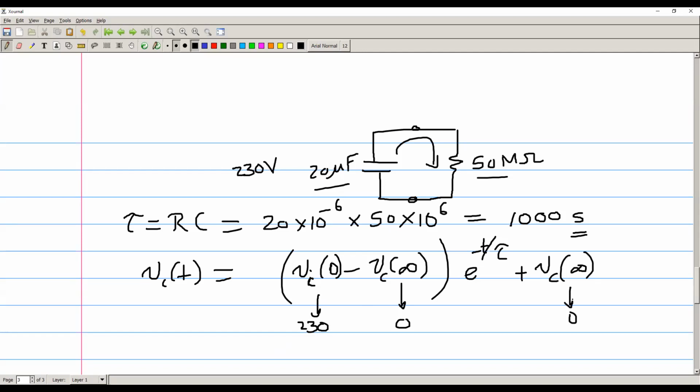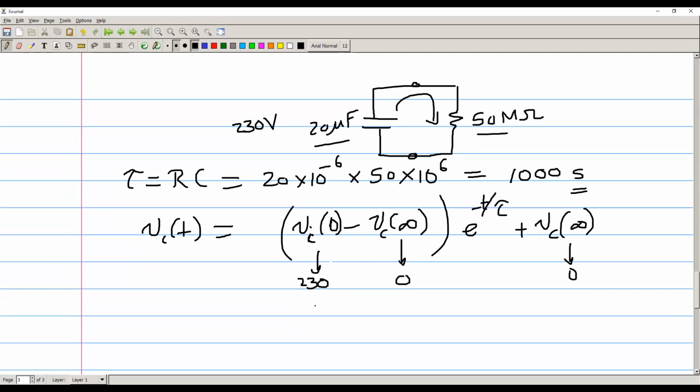So what you're going to end up with is an equation that says the capacitor voltage would be 230 times e to the minus t over 1,000. You want to know when that will be equal to 60 volts. So what you're going to have to do is just compute the t here, because this is the only unknown in this equation.